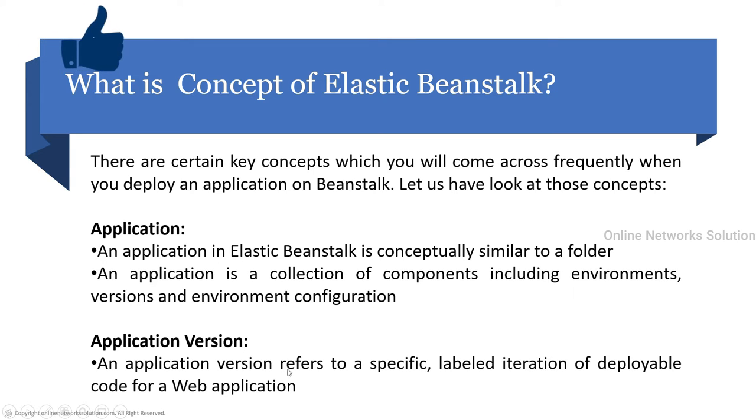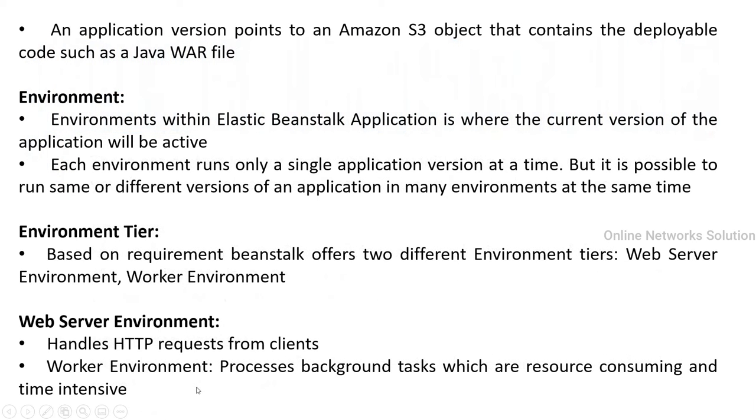An application version refers to a specific labeled iteration of deployable code for your application. An application version points to an Amazon S3 object that contains deployable code such as a Java WAR file. Environment. An environment within an Elastic Beanstalk application is where the current version of the application will be active. Each environment runs only a single application version at a time, but it is possible to run the same or different versions of an application in many environments at the same time.